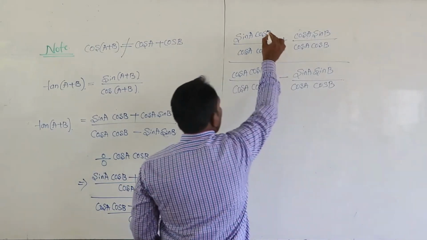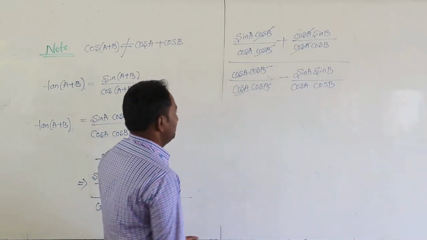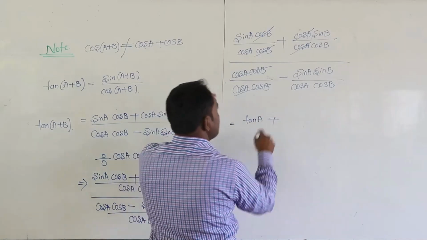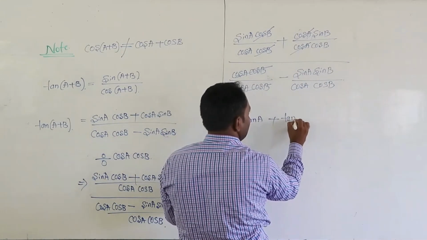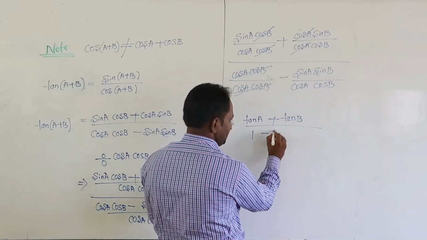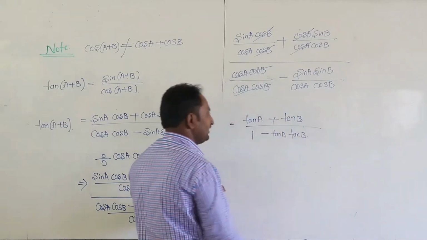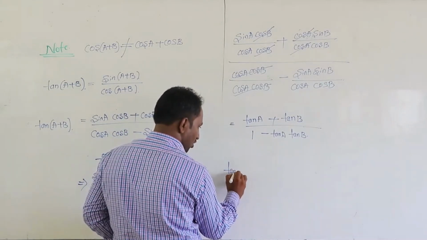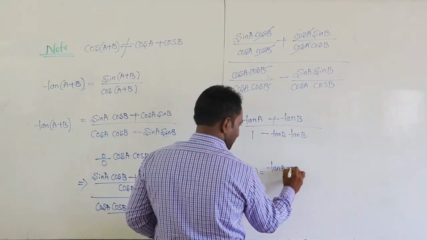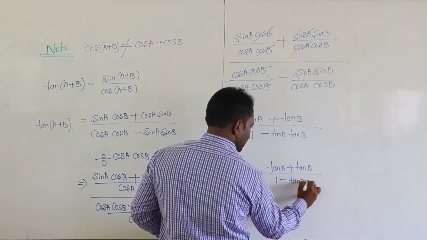Here, cancelling like cos B, cos B, cos A, cos A, this total term is cancelled. Therefore sin A divided by cos A, that is tan A, plus sin B divided by cos B, that is tan B, whole divided by 1 minus sin A divided by cos A, that is tan A, into sin B divided by cos B, that is tan B. Finally we get the formula: tan of A plus B is equal to tan A plus tan B divided by 1 minus tan A into tan B.